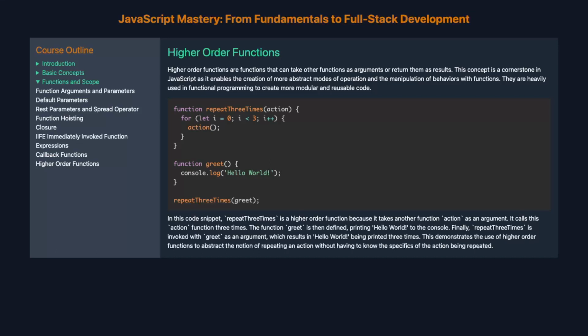In this code snippet, repeat3Times is a higher order function because it takes another function, action, as an argument. It calls this action function 3 times. The function greet is then defined, printing "hello world" to the console. Finally, repeat3Times is invoked with greet as an argument, which results in "hello world" being printed 3 times. This demonstrates the use of higher order functions to abstract the notion of repeating an action without having to know the specifics of the action being repeated.